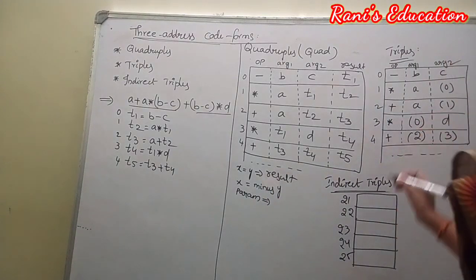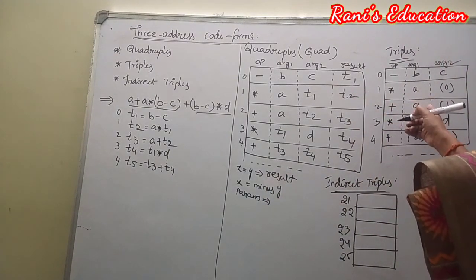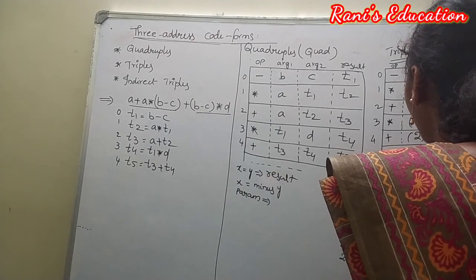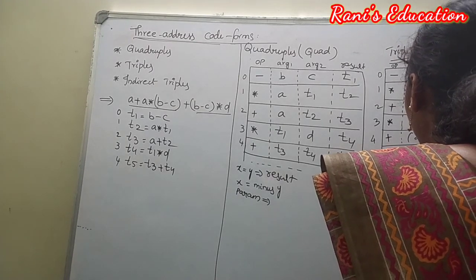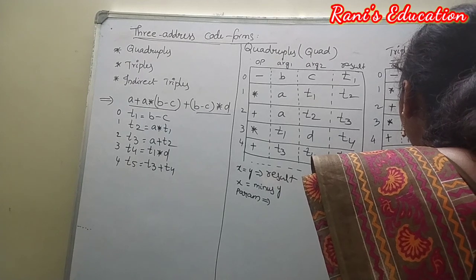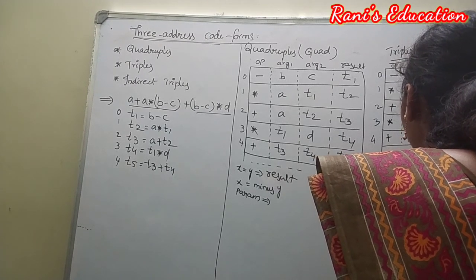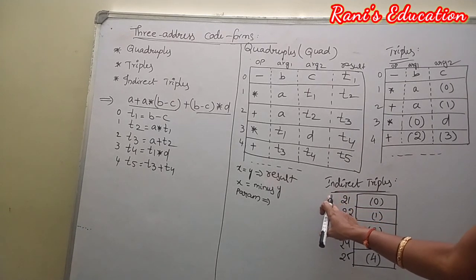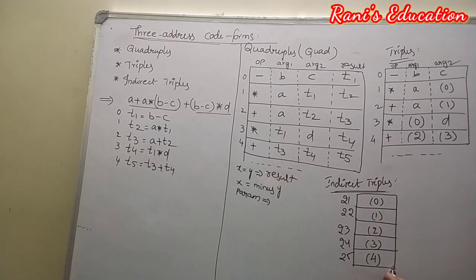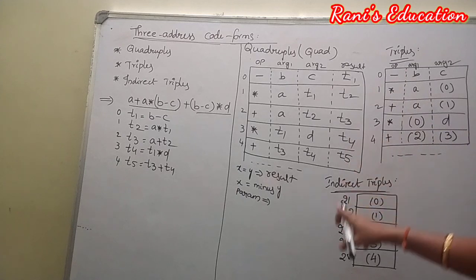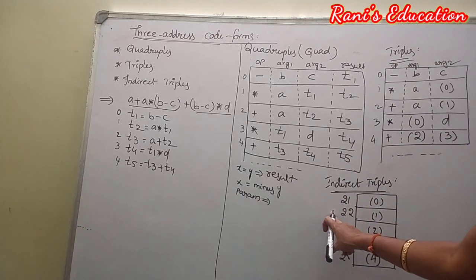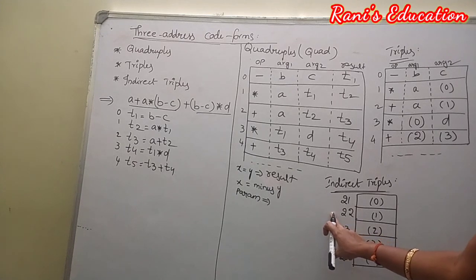What about the position numbers we have in the triples? Triples position numbers are 0, 1, 2, 3 and 4. So indirect triples are used for listing pointers to triples. Normally these triples and indirect triples are used in optimizing the code. This can be used by the compiler.